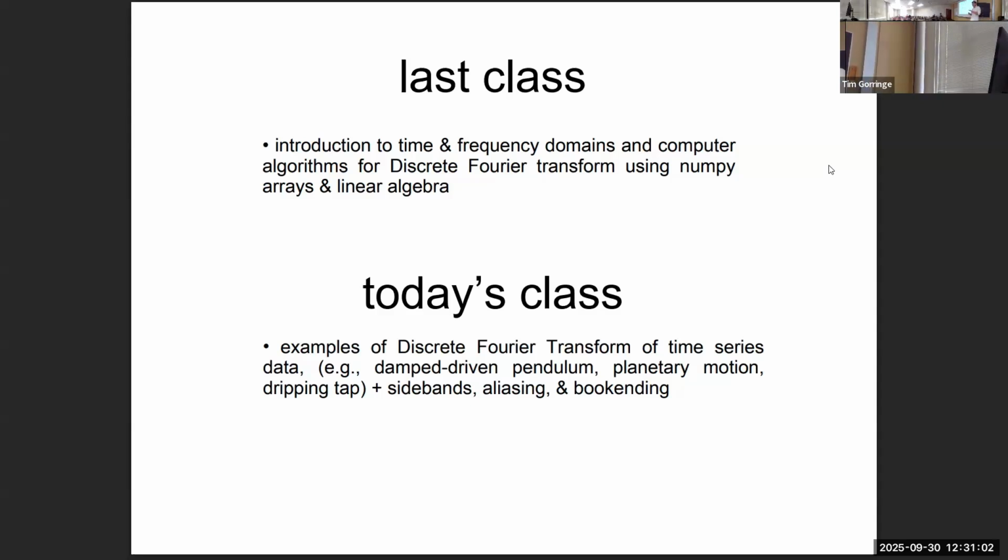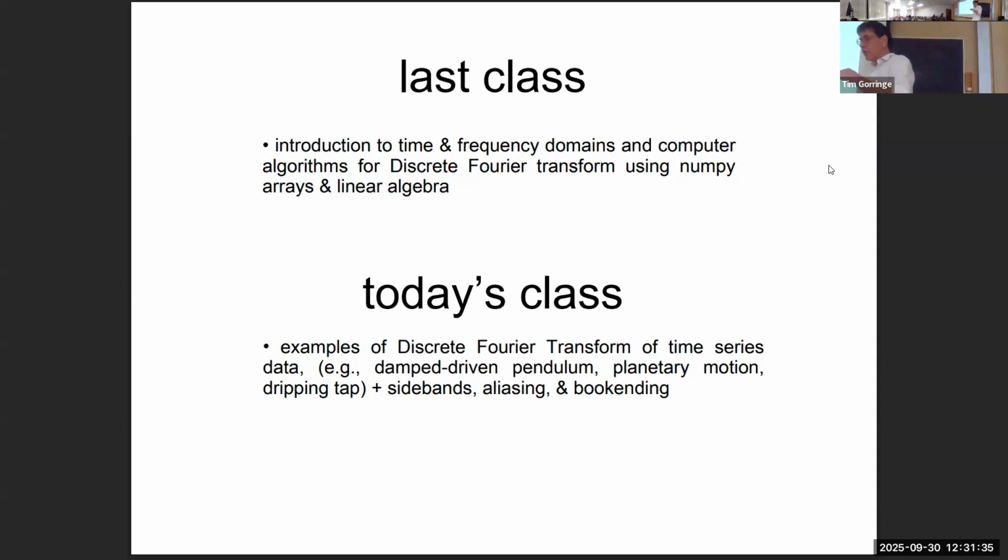Last class, we introduced Fourier transformations, Fourier analysis. We talked about time domains and frequency domains. We used NumPy and Python and arrays in NumPy and linear algebra in NumPy to construct a Fourier transform. In today's class, I want to look at some illustrations and some examples of Fourier transforms.